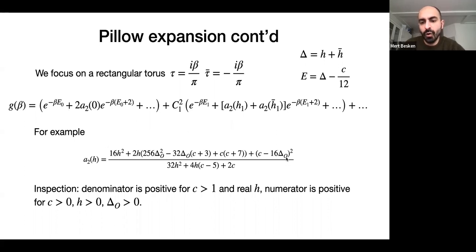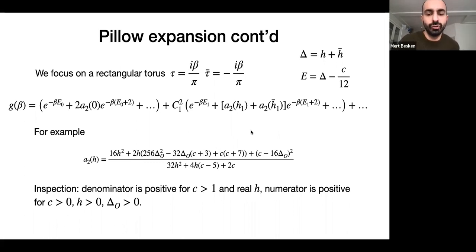And this delta O is the dimension of the external operator, the central charge appears here, and the dimension of the exchanged operator. And so the good thing is, I was claiming this has to be positive, right? You can just look at this complicated looking thing, and by inspection, you can see that the denominator is positive for c greater than 1 and all real h. That's what we wanted. The numerator is positive for a larger region, c greater than 0, h greater than 0, and delta O, the external operator, greater than 0. This is a positive thing. This was guaranteed to be positive by pillow condensation, and now we are seeing the example of that.